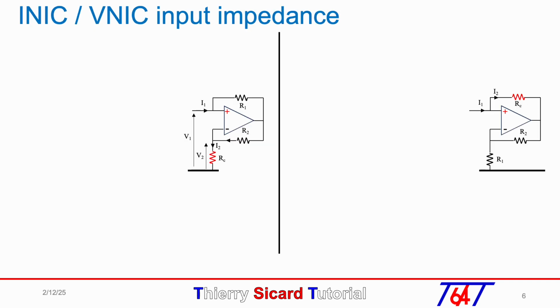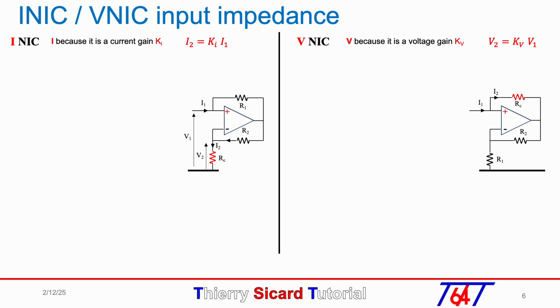Now we will review the I and V NIC type. I is because the I NIC has a current gain Ki with the relation I2 equal Ki I1. V is because the V NIC has a voltage gain Kv with a relation V2 equal Kv times V1. For I NIC, V1 and V2 are equal, and for V NIC, I1 and I2 are equal. These are the main relations for I and V type of NIC.